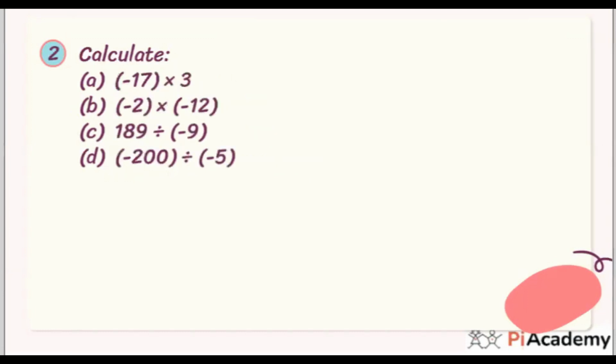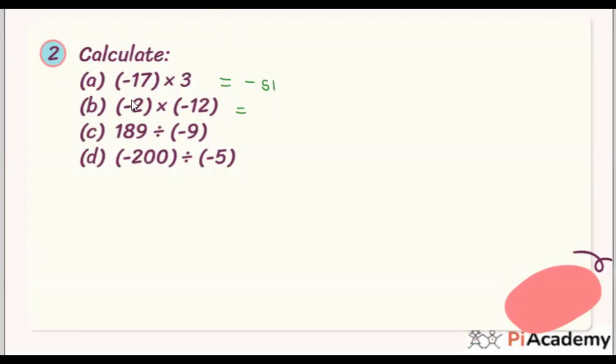This is about multiplication and division. Okay, everyone, please try to solve these questions. You have 1 minute to solve this. Once you solve this, let me know. Okay, so I am solving this one. Easy. 17 times 3, so that is 51. But because of this minus sign, it will be minus.